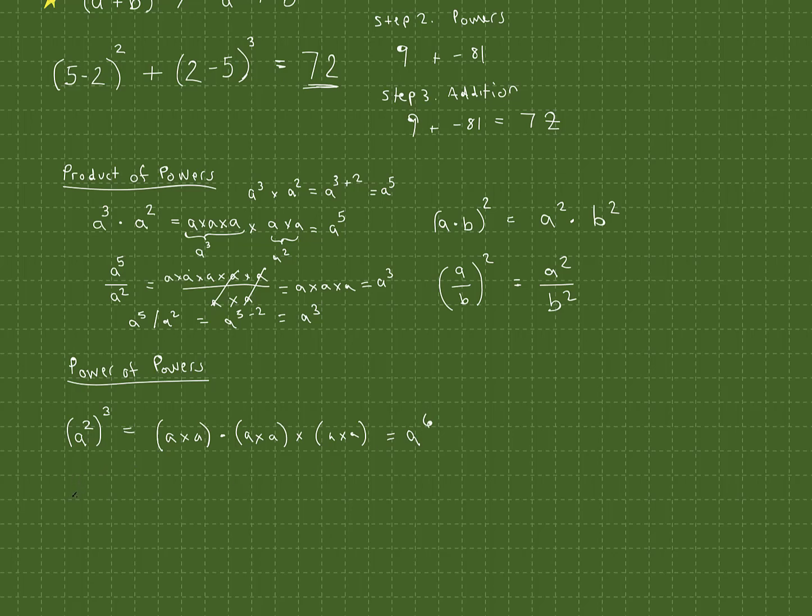So more specifically, a squared raised to the third power becomes a raised to the 2 times 3, which is a to the sixth. When you raise a power to a power, you multiply your exponents.